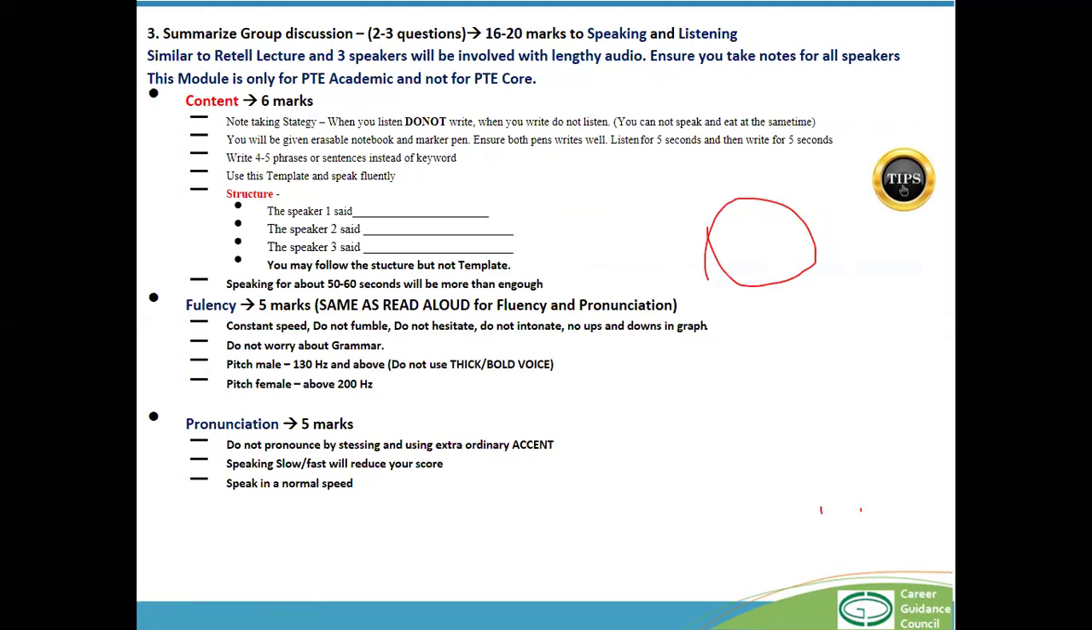Okay, so I have not used any template. I have just used a structure: speaker 1, speaker 2, speaker 3. Simple. Just make notes. When you are given the erasable notepad, ensure that you write neatly so that whenever you start reading, you don't have to use the grammatically correct word over there. Just speak whatever they have spoken.